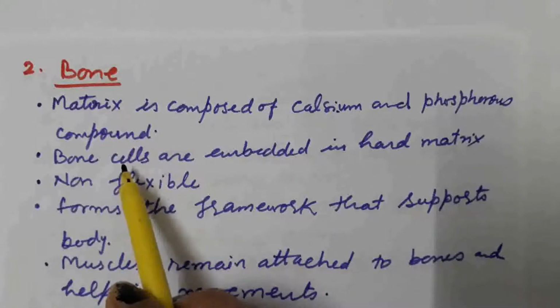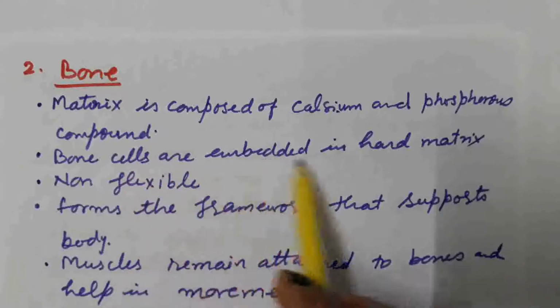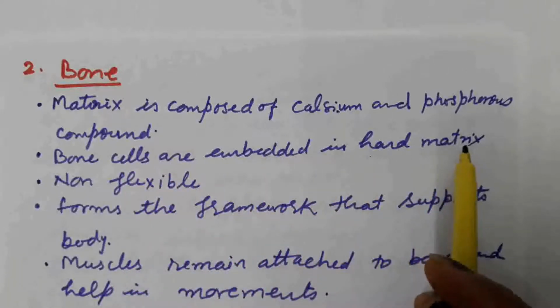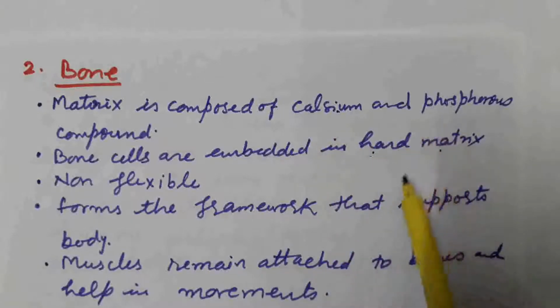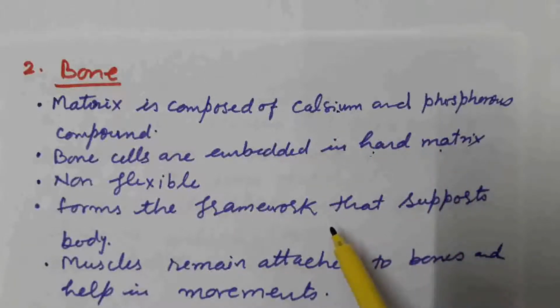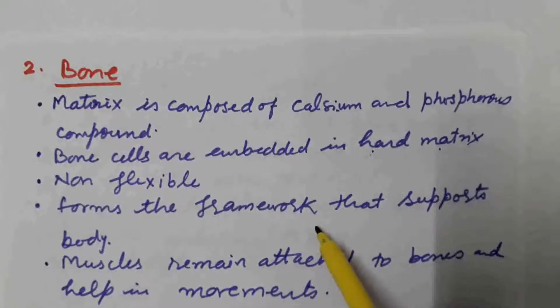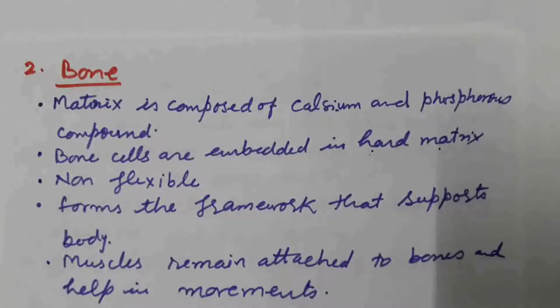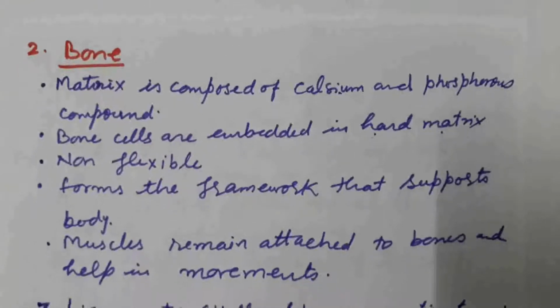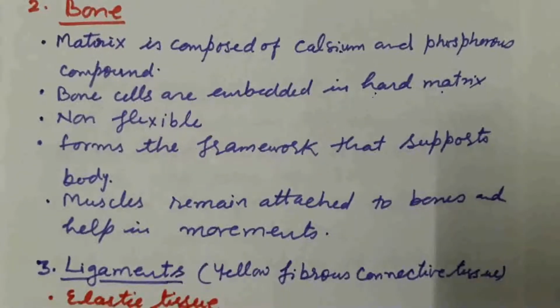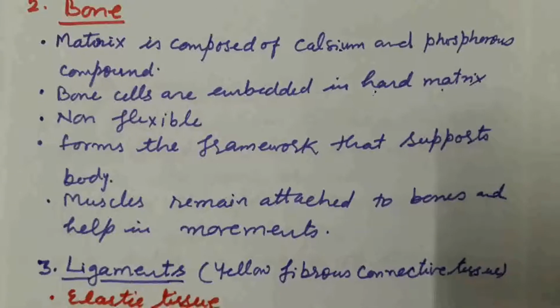Bone cells are the osteocyte cells. They are embedded in the hard matrix. The hardness of the matrix is due to the presence of calcium and phosphorus minerals in it. Bones provide the framework to our body, and this framework supports the body. Muscles remain attached to the bones. Muscles and bones together help in movements.